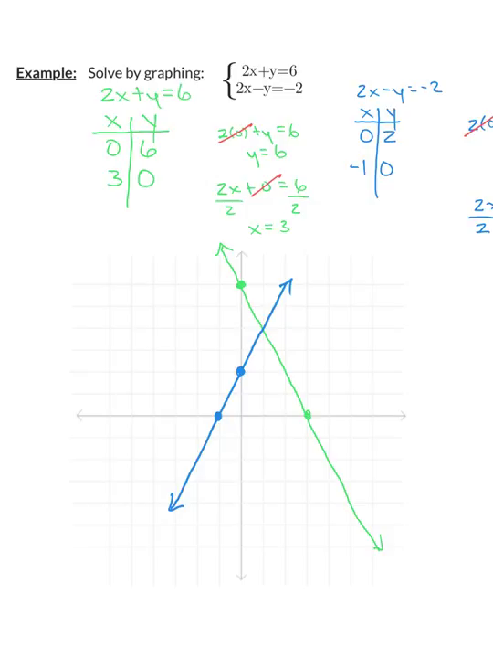So now what are we looking for? We are looking for the point of intersection. The point of intersection is the point that lies on both lines. And so our point of intersection is where our green line and our blue line intersect. Our point of intersection is right here. And so now I need to figure out what are the coordinates of this point.